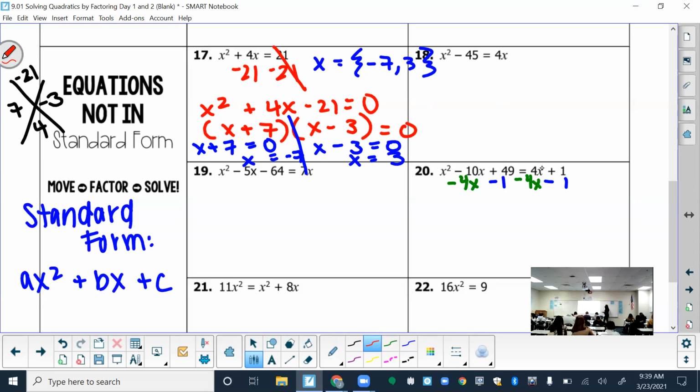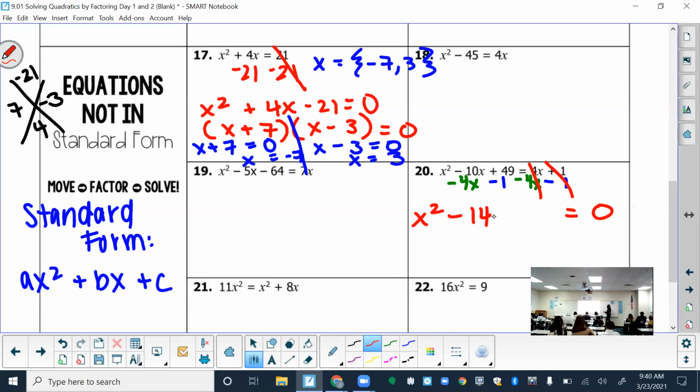So then on the right side, 4x minus 4x is 0. 1 minus 1 is 0. So on the right side of the equal sign, I have a 0. On the left side, I need to combine like terms. So the x squared doesn't have any partners to combine with. There's no other x squared to combine with. What can I combine the negative 4x with? The negative 10x. So then what's negative 10 minus 4? Negative 14. Good.